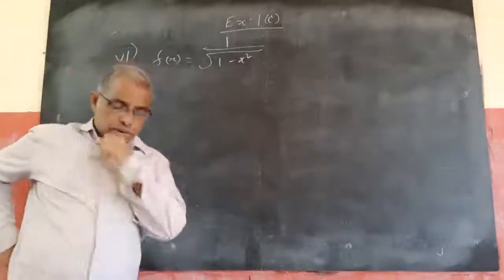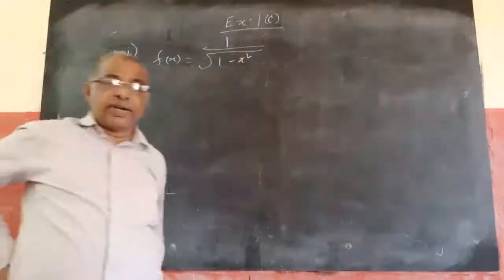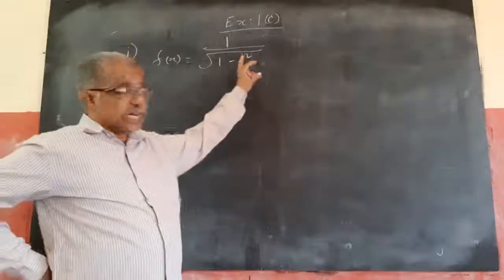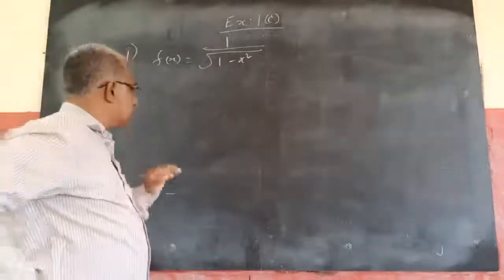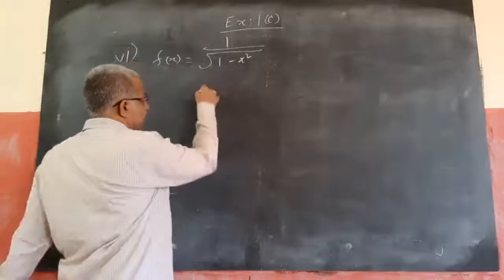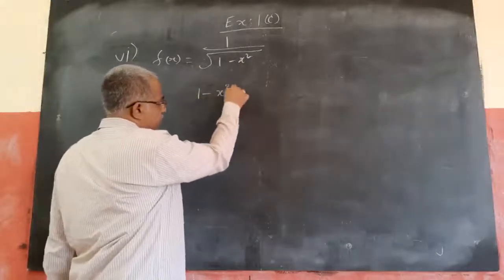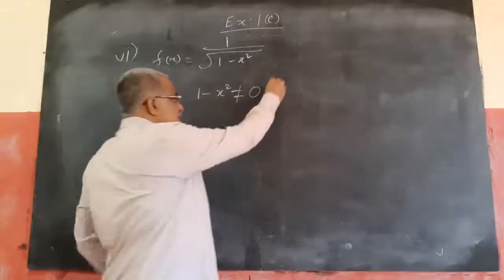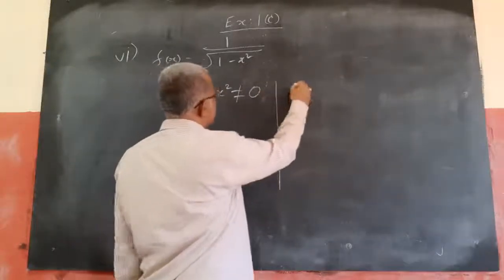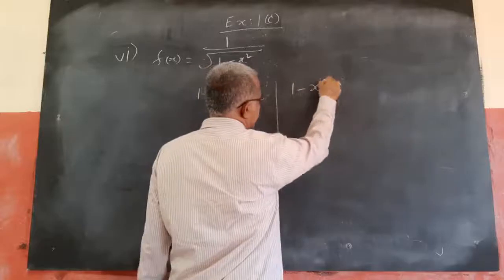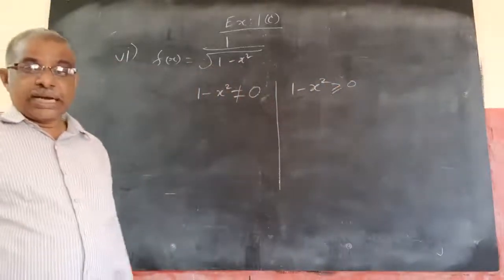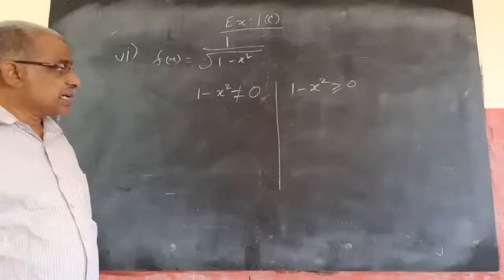Therefore, the root of this should be greater than 0. So there are two things to be considered. One is the denominator not equal to 0, meaning 1 minus x square not equal to 0. And the second thing is root is defined only for positive values, meaning 1 minus x square greater than or equal to 0, but not negative.